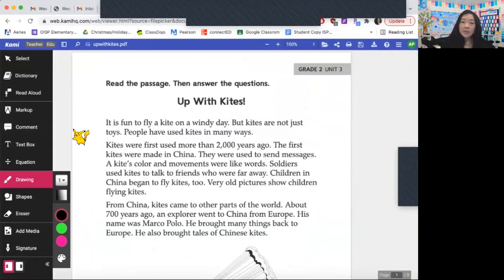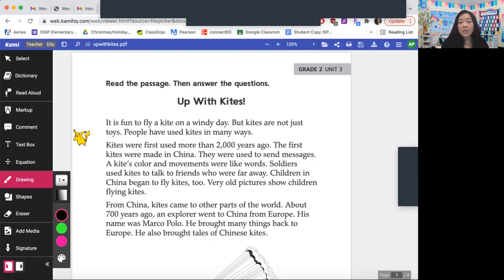Up with kites. It is fun to fly a kite on a windy day, but kites are not just toys. People have used kites in many ways. Kites were first used more than 2,000 years ago. The first kites were made in China. They were used to send messages. A kite's color and movements were like words. Soldiers used kites to talk to friends who were far away.